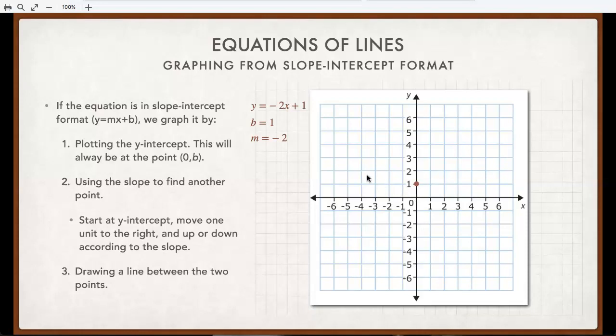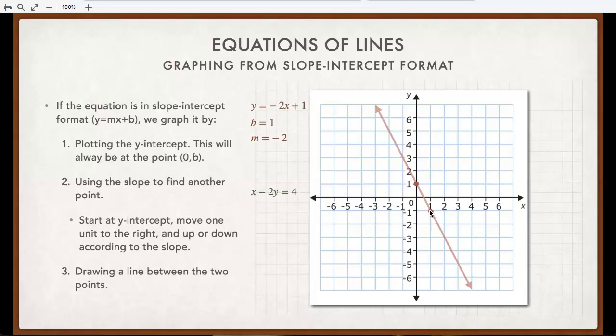Now, to find the second point, we use our slope. So we move over one to the right, and we move up or down the number of units that m is. In this case, negative 2. So we move right 1, and then we move down 2, and that'll give us our second point there. Then we can draw a line between them.